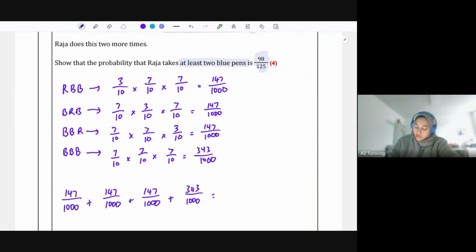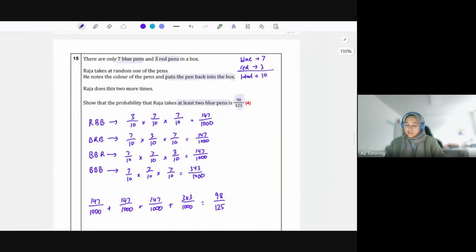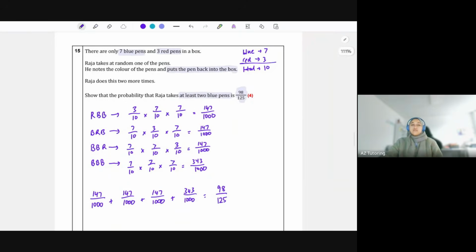It's really crucial to show all these steps of working, because they've already told you the answer in the question, so they need to see your working out. So adding them all up together, you end up getting 98 over 125. That's a nice 4 marker there for question 15.